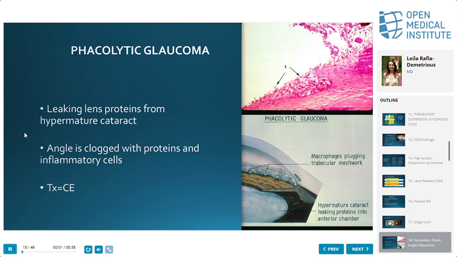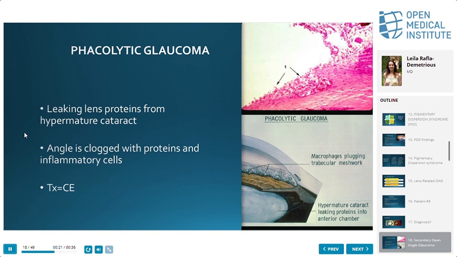He's got phacolytic glaucoma, which is pretty uncommon, I'll have to tell you, but it is actually from lens proteins that are leaking from a hypermature cataract. We don't see this very much, especially in developed countries, but the angle becomes clogged with protein and inflammatory cells. And the nice thing is it's very amenable to treatment. We take out the cataract and their glaucoma goes away.